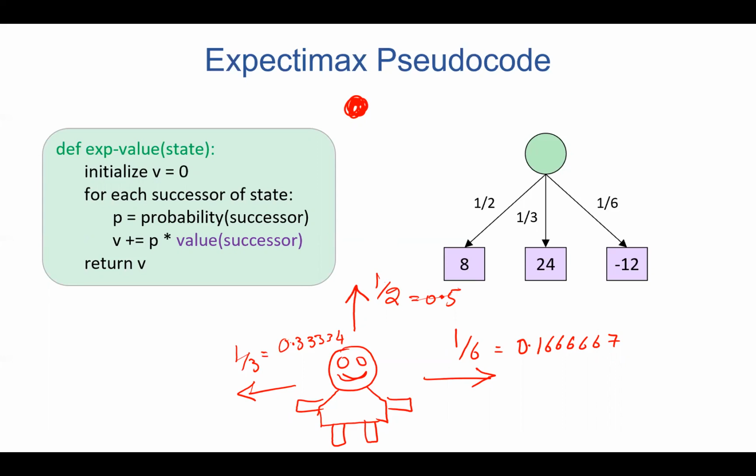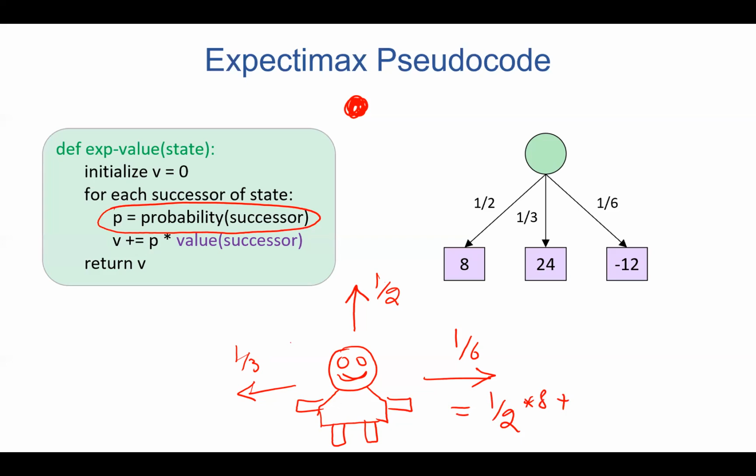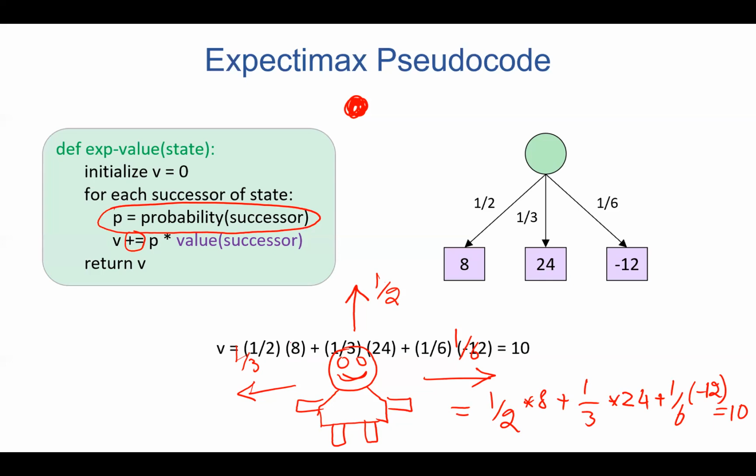Okay, so here, what we are doing is, you see, we get the probability, right? 1/3, right? And then 1/2, 50%, and then 1/6. So this is the step that we have already taken. Then we get the value. So you see here, V plus equals. This is simply doing this, okay? 1/2 times 8 plus 1/3 times 24 plus 1/6 times minus 12. And the answer is 10. If you do this calculation, the answer basically becomes 10. So that's what those 2 lines are doing. We're getting the probabilities, and then we're just summing them together.